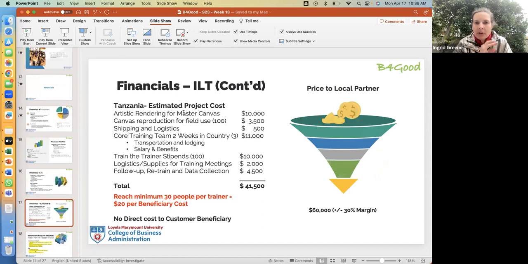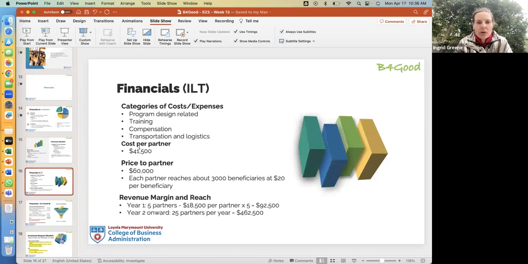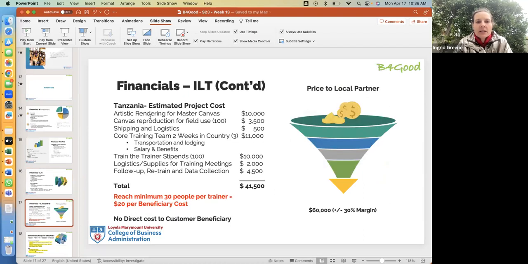There's a second slide here about ILT, and it breaks down further those estimated project costs, because as I said on the previous slide, I told you what the line items would be, but I only told you the bottom line, the 41,500. Let me go back and show you where that shows up here. This cost per partner, 41,000. So what are the costs of all these different line items? This is where this comes together.